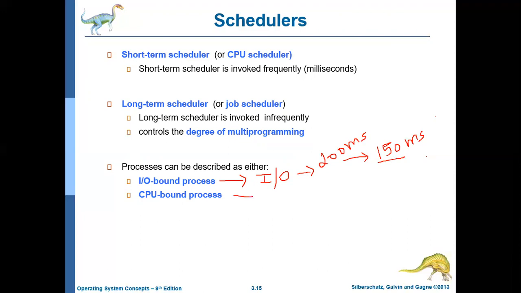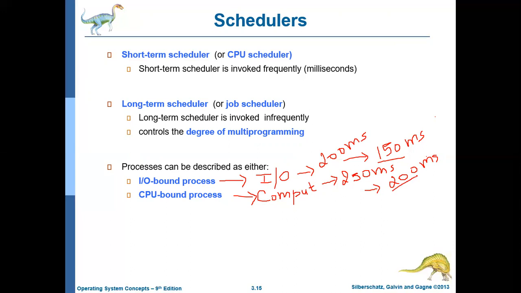Similarly, there is another type of process which is called a CPU bound process, which spends more time on computation. CPU bound processes are the ones which spend more time performing computations. So what does it mean? Say there is a process which totally requires 250 milliseconds. But out of these 250 milliseconds, 200 milliseconds it spends on performing computation. The remaining 50 milliseconds may be on IO operation or something. Such a process is called a CPU bound process.